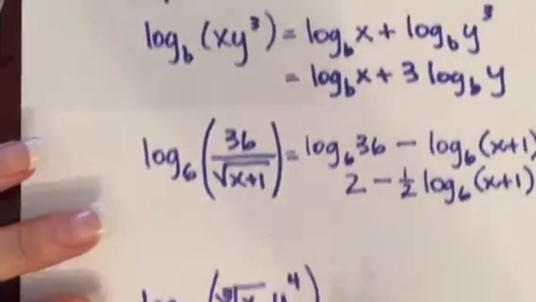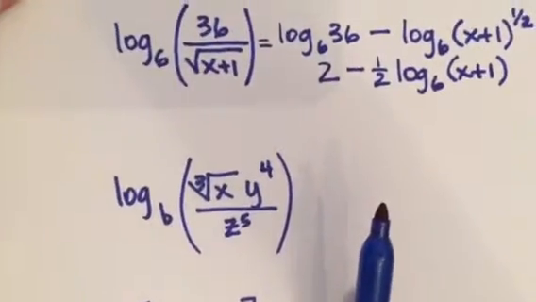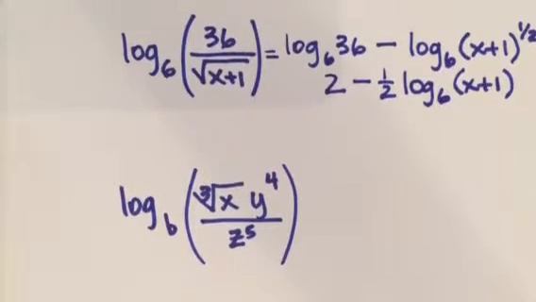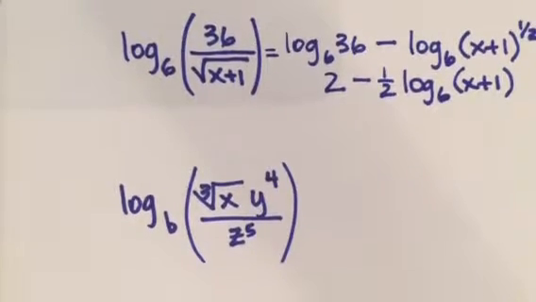All right, moving on to this next example. We're going to look at this example together. Log base b of the cube root of x times y to the 4th, all divided by z to the 5th. All right, so what do we have going on here? Do we have products, quotients, or powers? And the answer to that question is yes, we have them all.